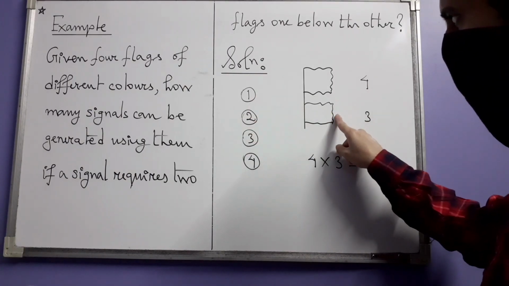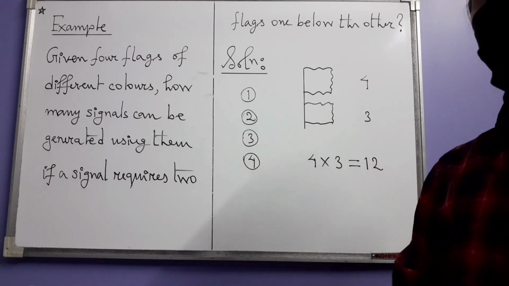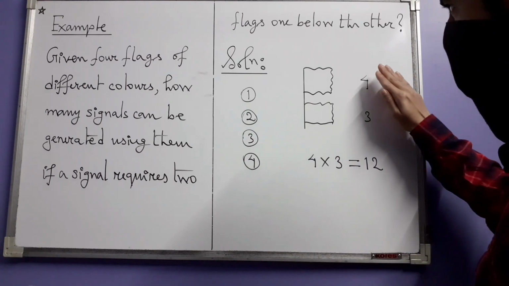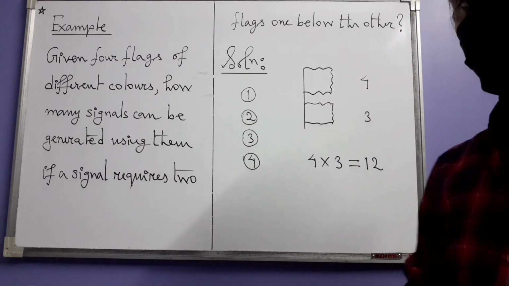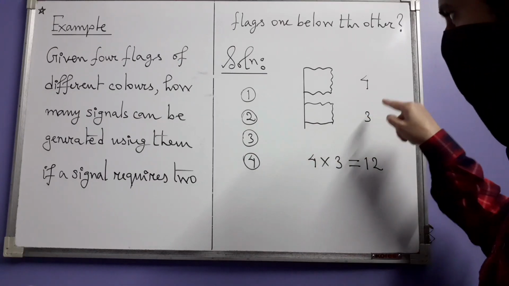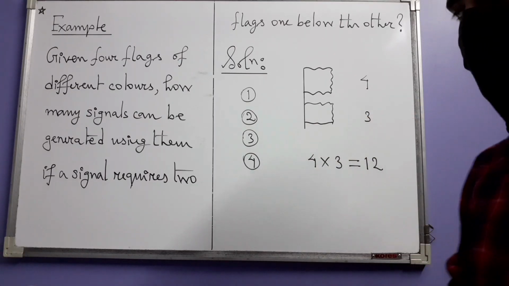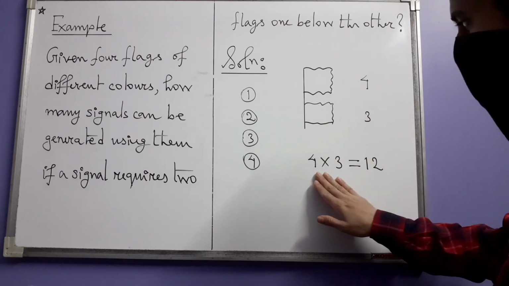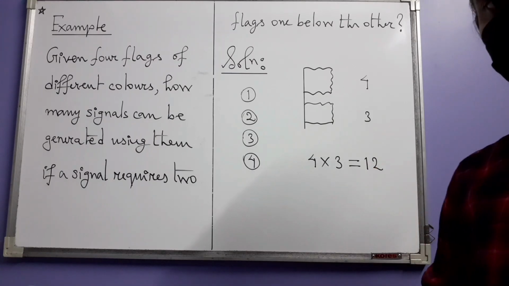So the bottom flag can be chosen in 3 ways. Corresponding to each of these 4 choices of the top flag, there are 3 choices for the bottom flag, and that's why in total there will be 4 times 3, that is 12 signals.